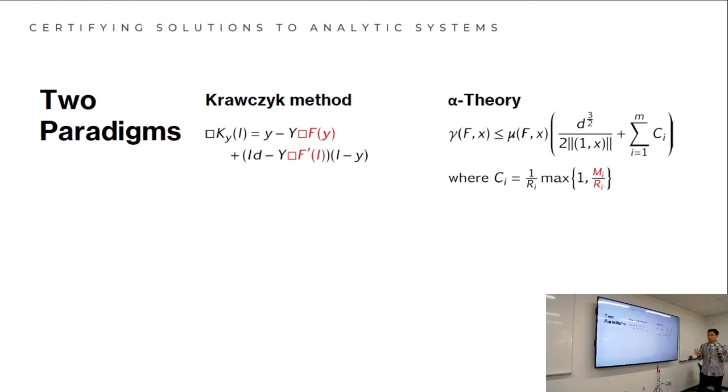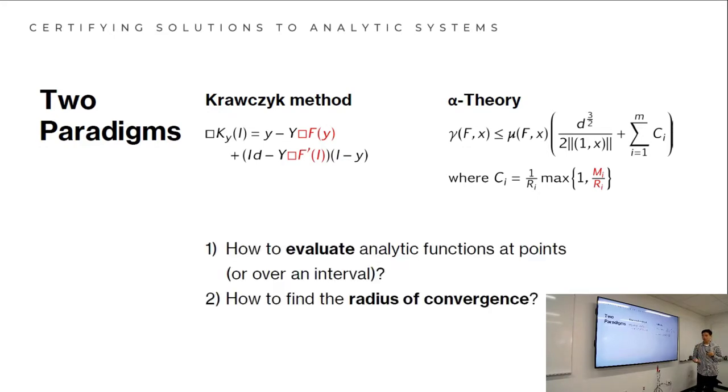But let me go back to our original two methods, because there's some problem. If you remember the Krawczyk operator, we need to find these two interval extensions. Also, in alpha theory, we need to find capital M_i and capital R_i. Capital M_i is, like I said before, the maximum value of the analytic function over some disk, and capital R is the radius that comes from the radius of convergence. So the question is, how can we get these two oracles? We need to answer the following two questions.